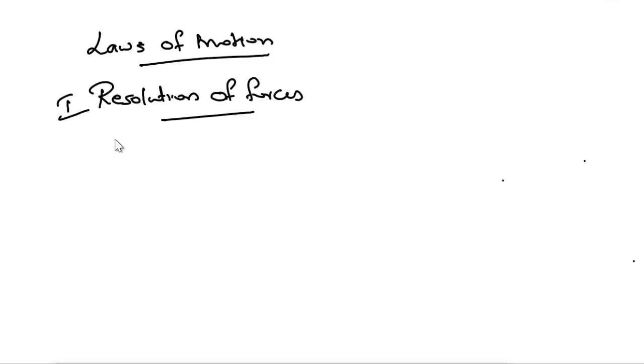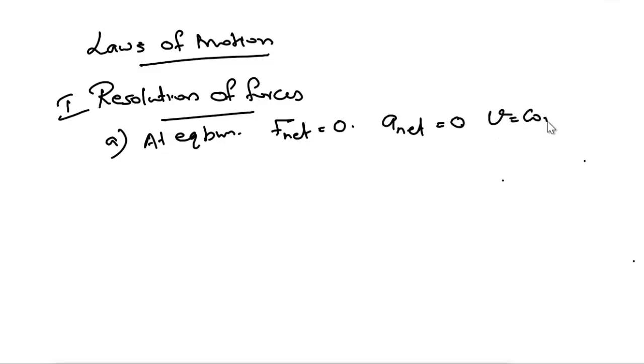Here we have two types of resolutions. If the object is at equilibrium, then we know the net force acting on the system is equal to 0. If net force is equal to 0, what is the meaning of that? Net acceleration acting on it will also be equal to 0. If acceleration is equal to 0, what can we say? That the object is moving with a constant velocity. Right? So this is the first type which we will be using.